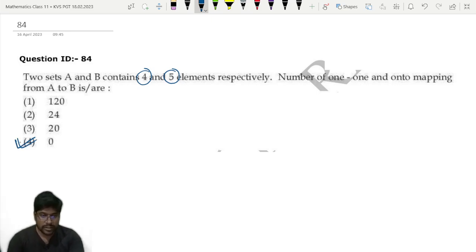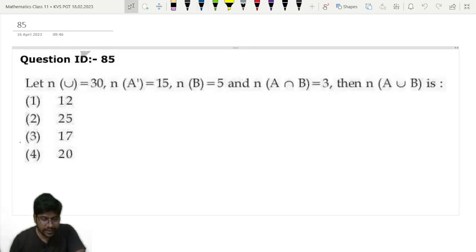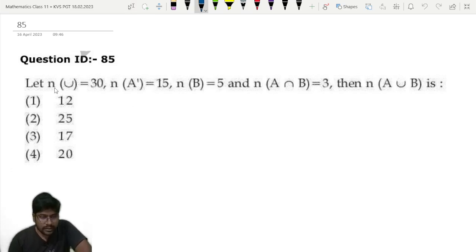Now let's move to the next question. Question number 85. The number of elements in the universal set is 30, the number of elements in A complement is 15, the number of elements in B is 5 and the number of elements in A intersection B is 3. Then what is n of A union B?